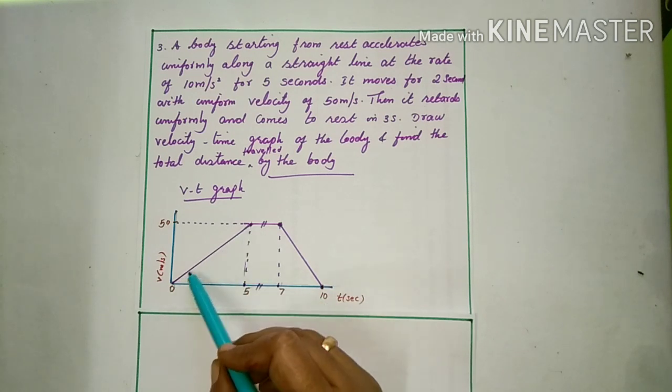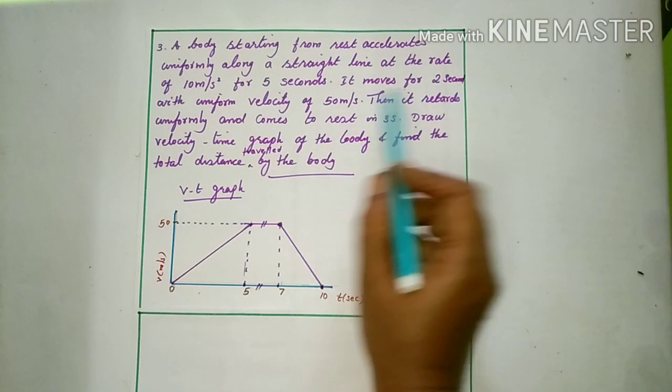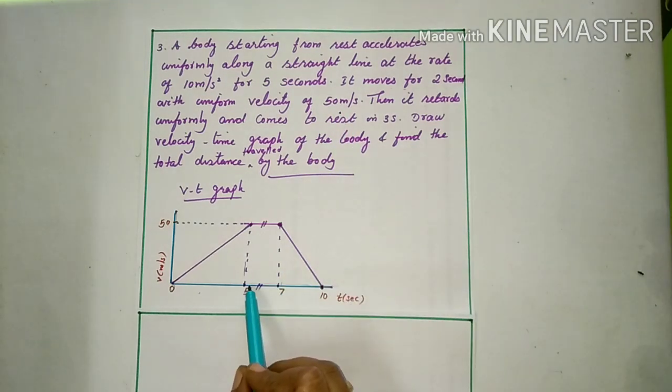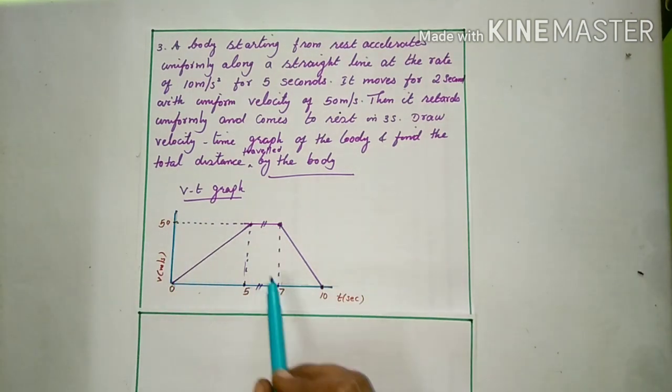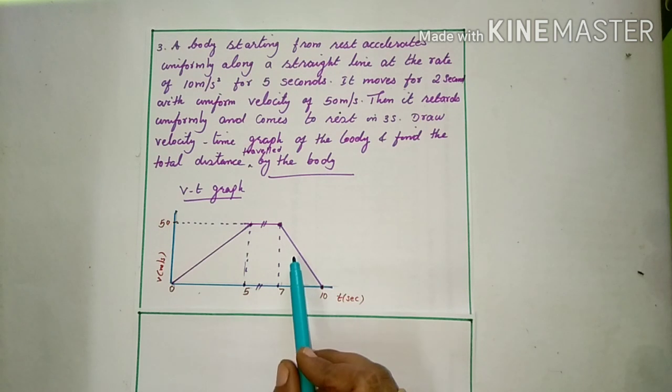So it accelerates uniformly for 5 seconds. Then it moves for 2 seconds with the uniform velocity of 50 meter per second. That is, for the 2 seconds it moves with the uniform velocity of 50 meter per second, up to the 7 seconds. Then it retards uniformly, that means velocity decreases, and comes to rest in 3 seconds. That is, at the time 10 seconds it comes to rest, velocity v equal to 0. So this is the velocity time graph.